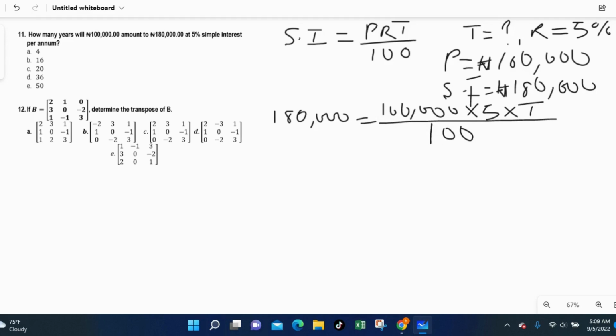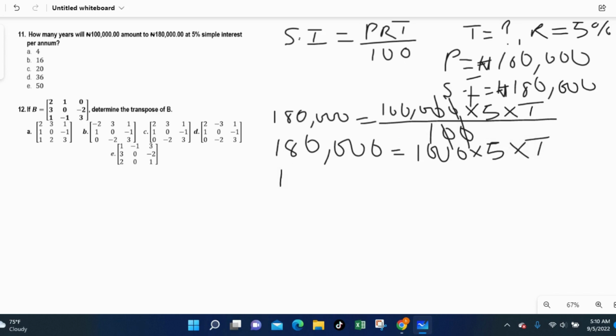Now we'll have to reduce this to the barest point. This zero will cancel this zero. This zero will cancel this zero. So that is gone with that. We'll be left with 180,000 equal to 1,000 times 5 times t. So this will give us 180,000 equal to 1,000 times 5, which is 5,000, times t.